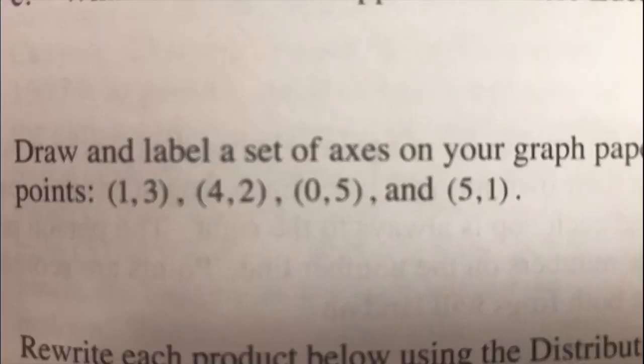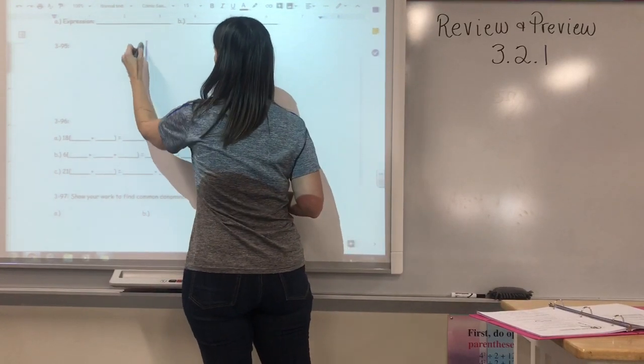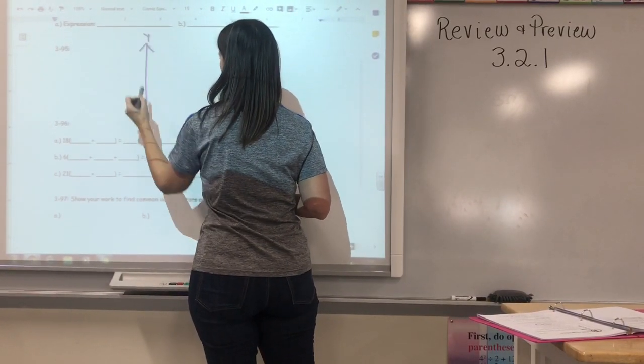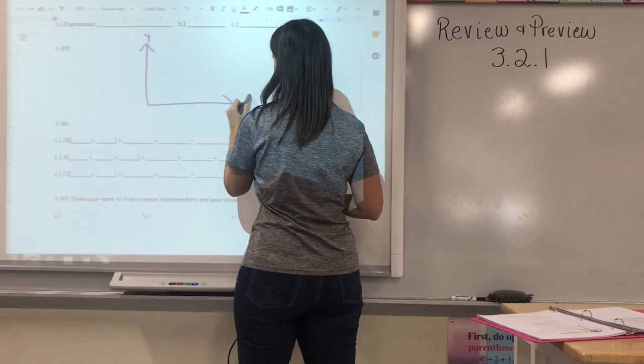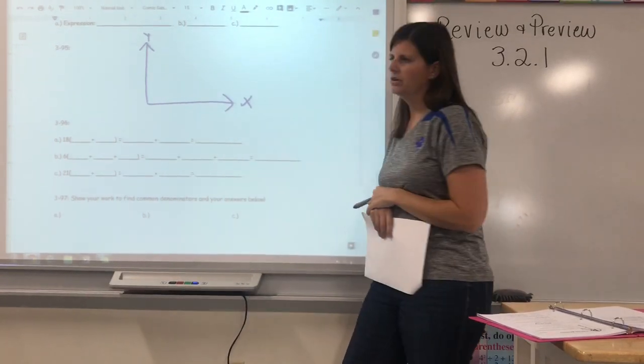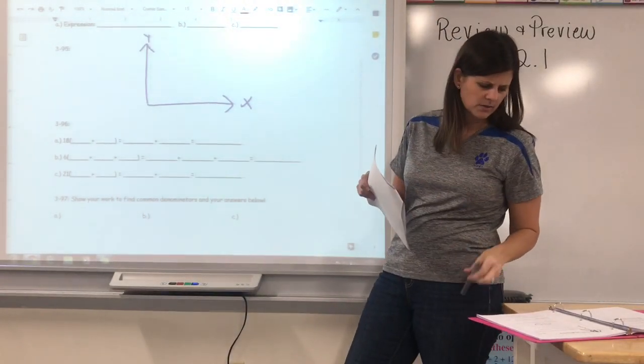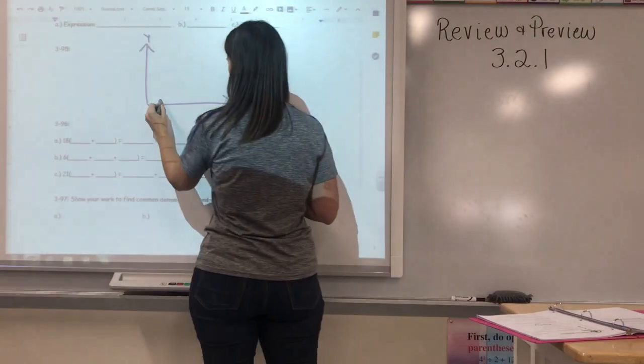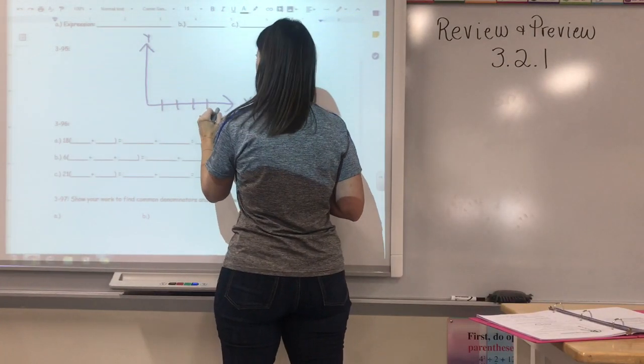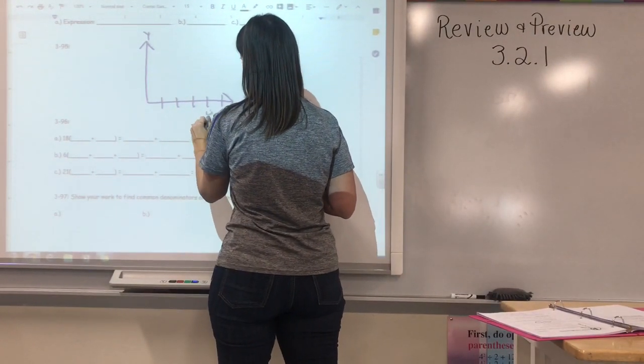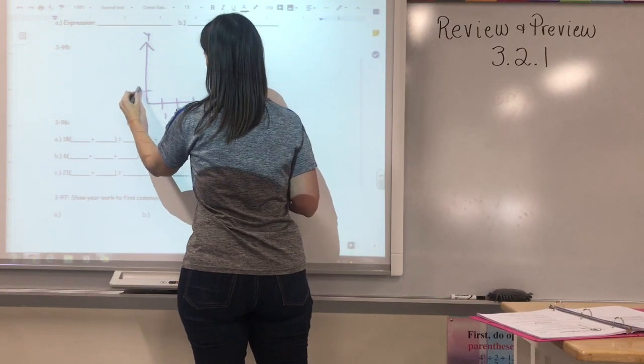For question 95, it says to draw and label a set of axes on your paper, plot and label the following points. If I'm going to draw some axes, I have to have a vertical axis labeled Y, a horizontal axis labeled X. To accomplish what we need to in this question, you should be okay with numbering to 5 on both.